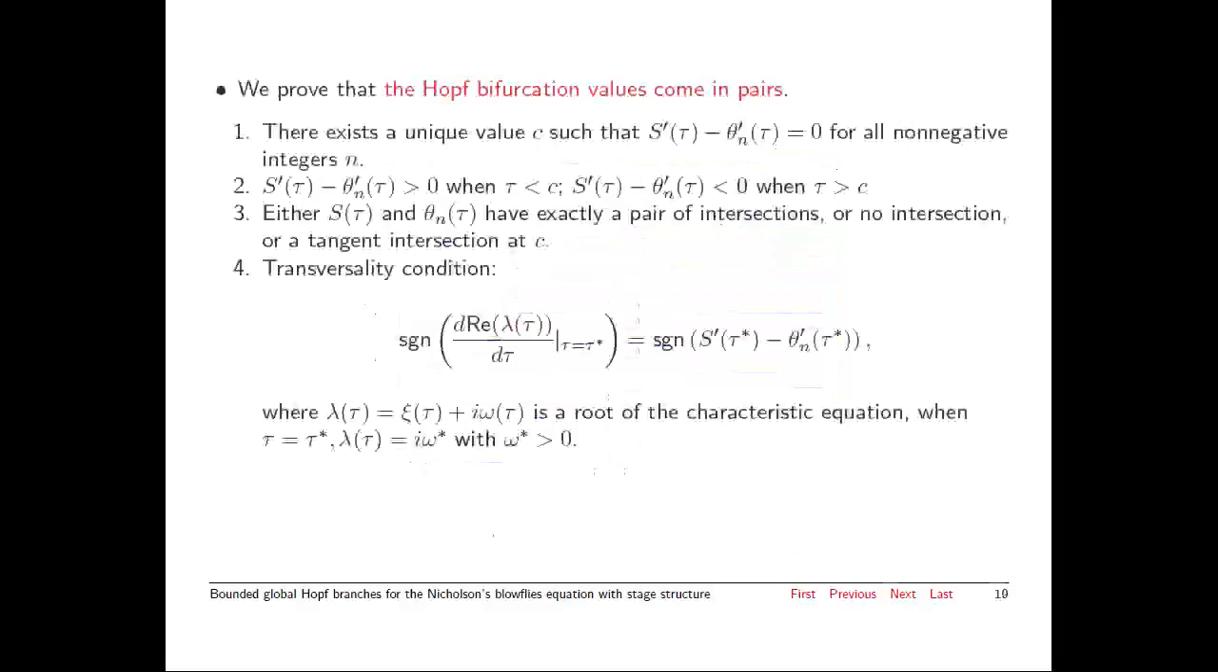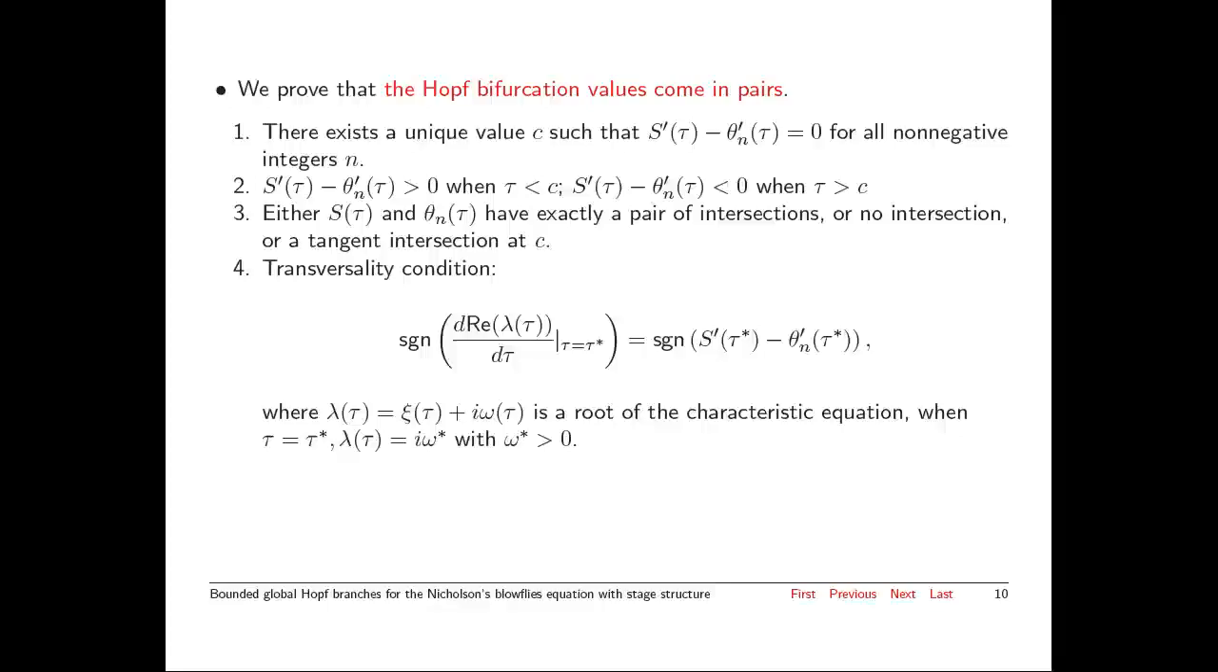So we got either S and theta n have exactly a pair of intersections, or no intersection, or a tangent intersection at C. So we only have three cases for the intersection of S and theta n: a pair of intersections, no intersection, or tangent intersection at C. So no intersection means non-existence of a pair of purely imaginary eigenvalues, so non-existence of Hopf bifurcations. So in this case, no Hopf bifurcation.